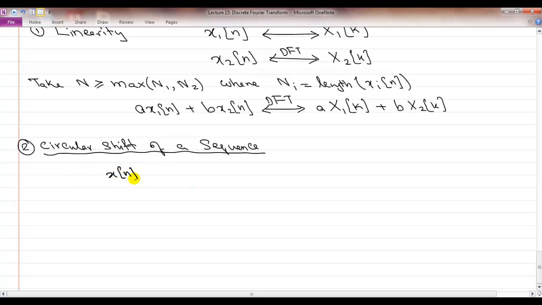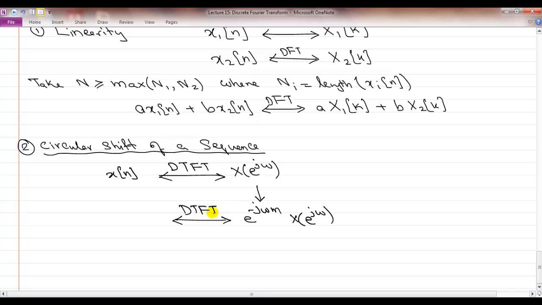So if we are given a sequence x of n and it has a DTFT x of e to the j omega, and then we multiply this DTFT with some phase shift, so we do e to the minus j omega m times x of e to the j omega. So a phase shift in the discrete time Fourier transform has a meaning in time domain, and that meaning is linear shift. So if you have a phase shift in the frequency domain, that is simply equal to a linear shift in the time domain in the DTFT.